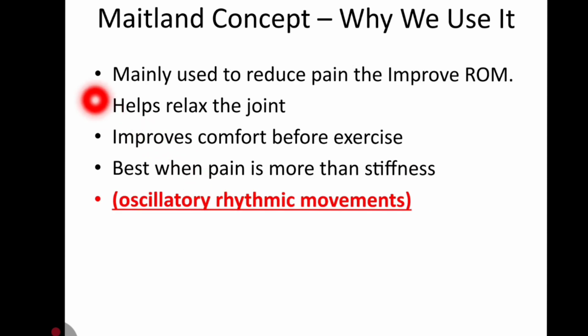So now let's talk about the first one, that is Maitland concept. Why we use it? The Maitland is usually used to reduce pain and then improve the range of motion, helps relax the joint, improves comfort before the exercise. Best when pain is more than the stiffness. So this is the main point to remember, that the Maitland is used when the pain is more than the stiffness. And oscillatory rhythmic movements are used in Maitland.